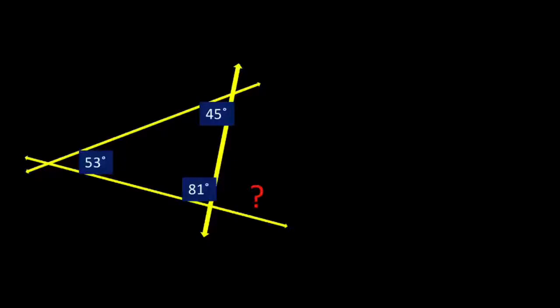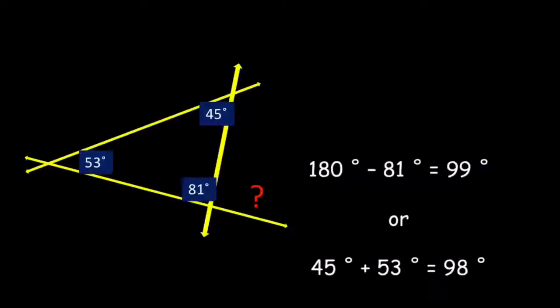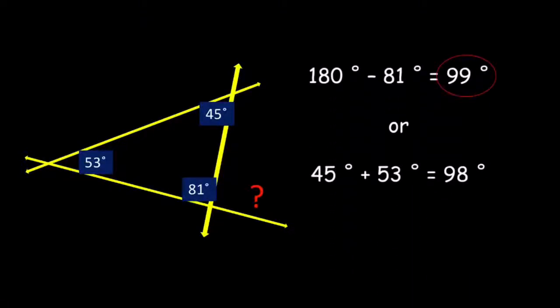And getting the exterior angle. Since the measurement of a triangle is 180 degrees, we could subtract it to the angle vertical to the missing angle, which is 81 degrees. Then we would get 99 degrees. We could also add the angles that form the hypotenuse. Then we will get 98 degrees.